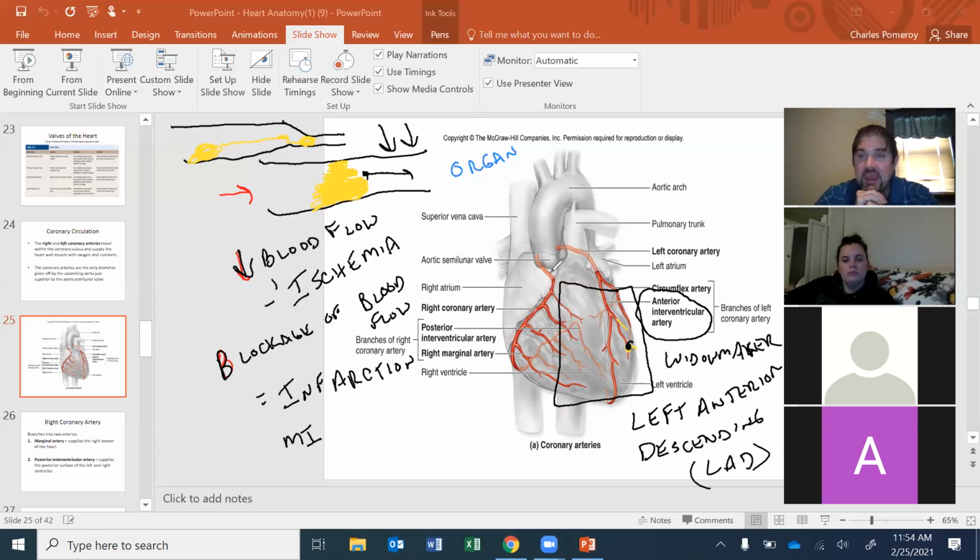It doesn't mean you can't get plaque buildup in your veins. It doesn't mean you can't get a clot in your arteries. But it's just typically what we associate with the two. Plaque is more of an arterial thing. Clots are more of a venous thing.